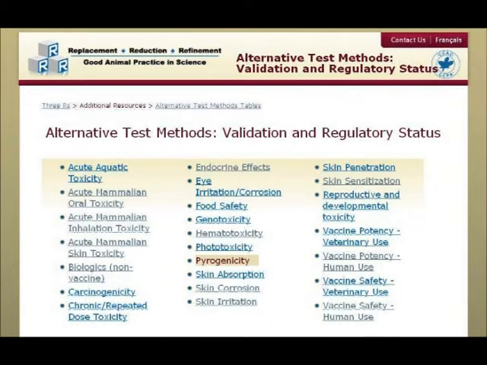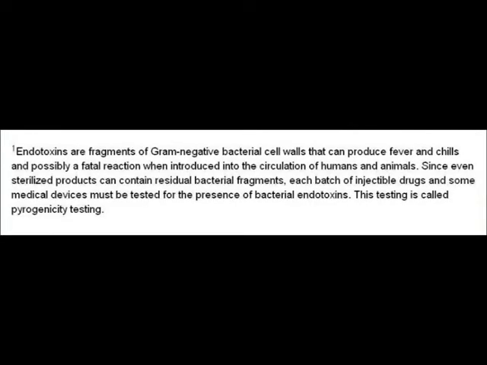In this episode of Toxicity Tests, we're going to look at pyrogenicity testing. This is a definition of endotoxins from the Alltox website. Endotoxins are one of the main pyrogens society needs to test for. However, other pyrogens do also exist, and of course they need to be tested for as well.